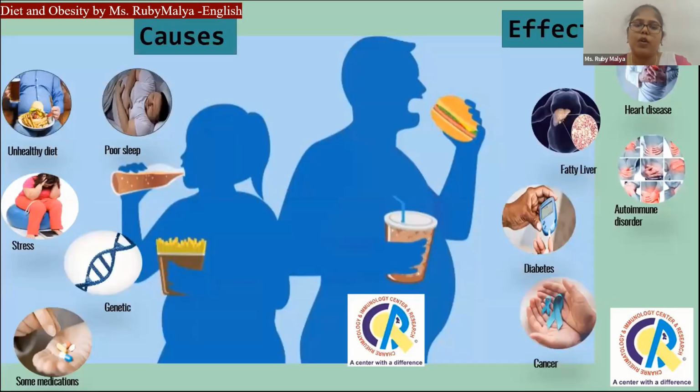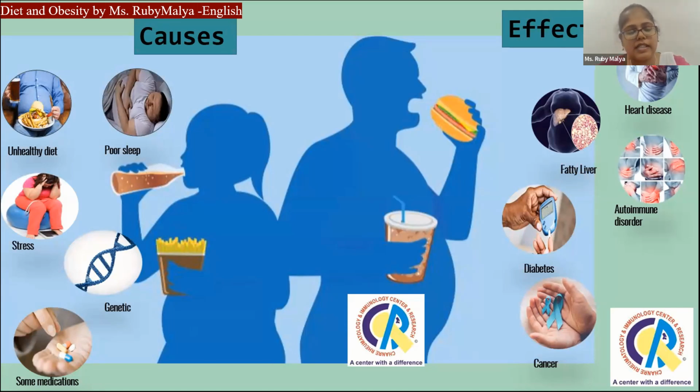So let's see what the causes of obesity are. First one is an unhealthy diet. People are now moving to westernized diets, eating more pizzas, burgers, and fast foods, and this leads to overweight because of the accumulation of fat content. Poor sleep. When we are overly exposed to blue light from cell phones, laptops, and PCs, we don't get enough sleep. This leads to poor sleep and you may end up being obese.